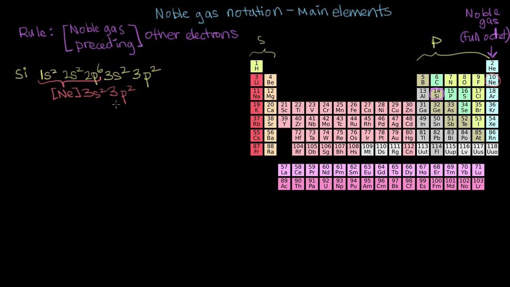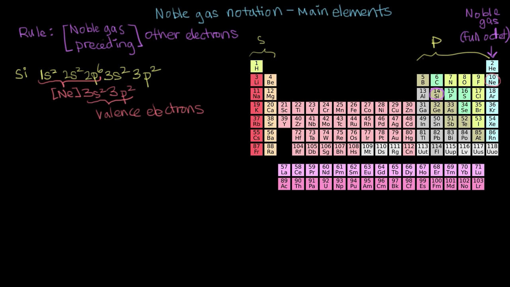The other thing you might notice is that these other electrons that we wrote outside of the brackets are our valence electrons. So writing your electron configuration this way using noble gas notation makes it really obvious where your valence electrons are and what kind they are. So that's helpful.